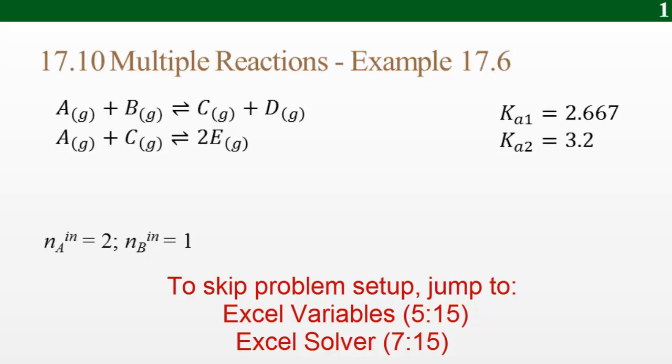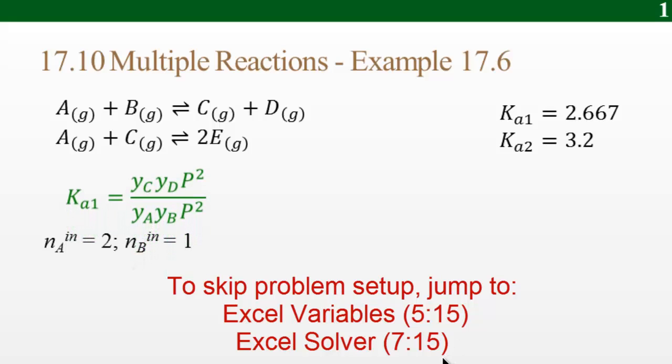The textbook shows a solution that would be obtained by hand calculations. In this screencast, I will show how to set up the solution using Excel. This set of reactions is known as a series parallel reaction set. It is a series reaction for component C because component C is produced by the first reaction but consumed by the second. The reaction is parallel for component A. This is because component A is consumed by both the reactions.